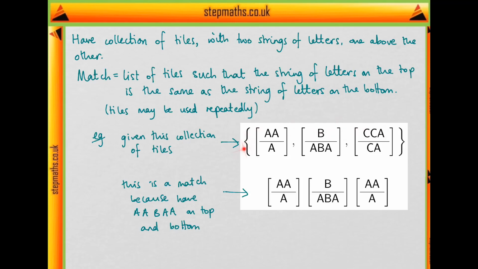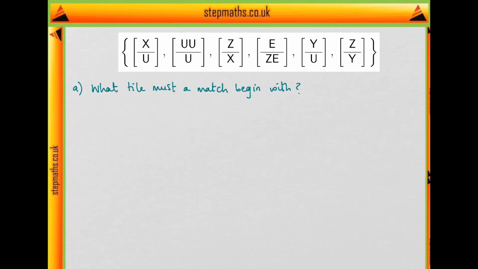So for example, if we were given this collection of tiles, then this would be a match because we have AABAA on the top and also AABAA on the bottom. And they do tell us that tiles may be used repeatedly. So, for example, they've used this AA over A tile twice. Okay, and now we are told to consider this set of tiles.